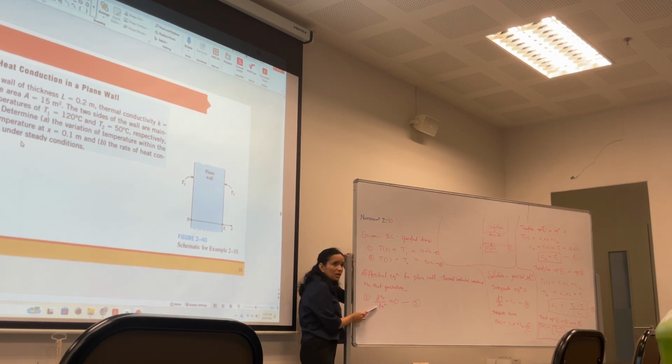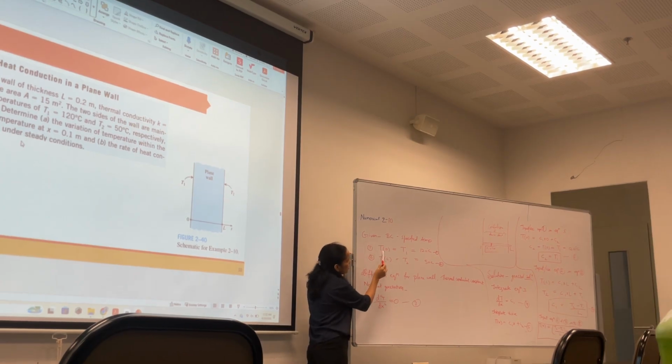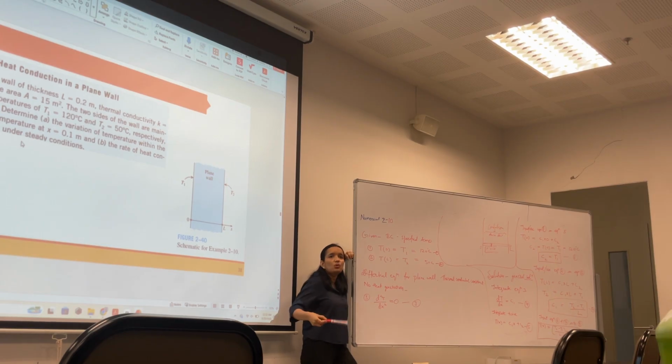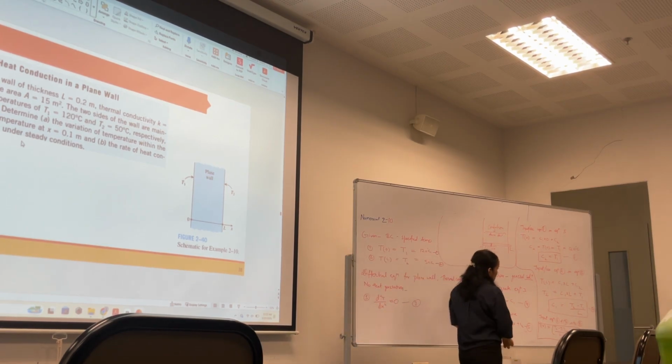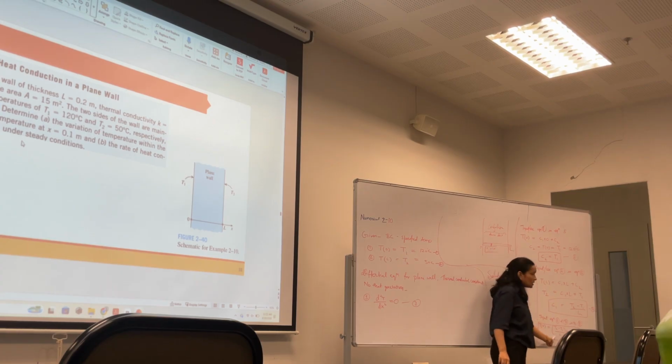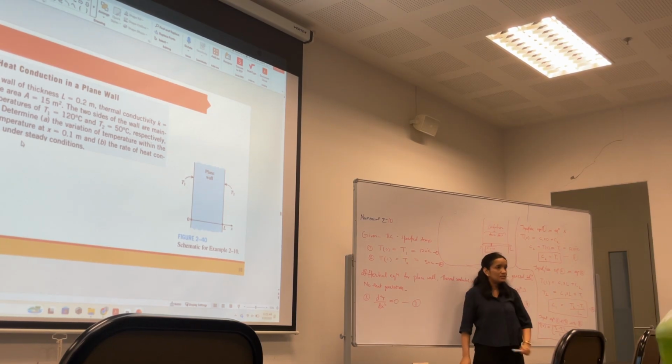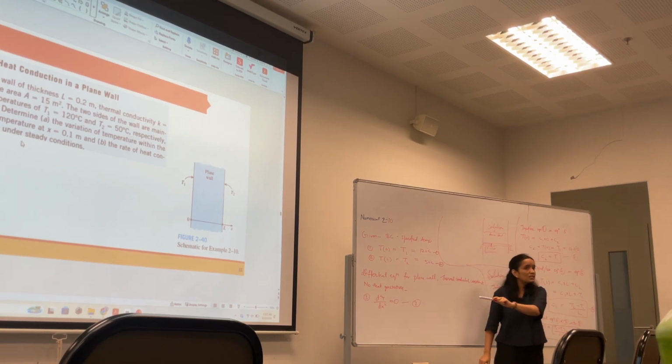You integrate it once, you integrate it twice. You have two coefficients, C1 and C2. Now you input these boundary conditions and you find out C1 and C2. At the end, you are left with this equation. This is a general solution. This equation is only for this case.